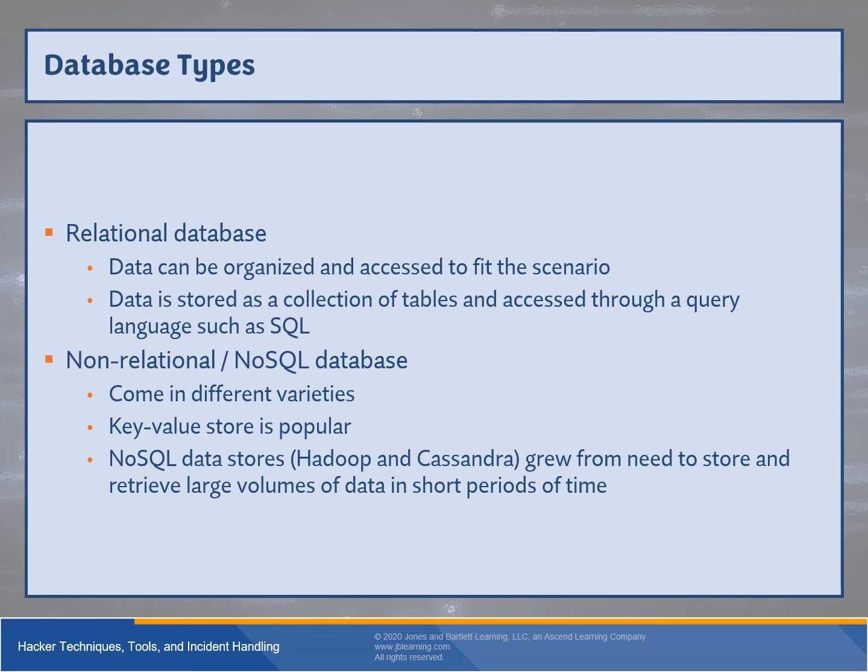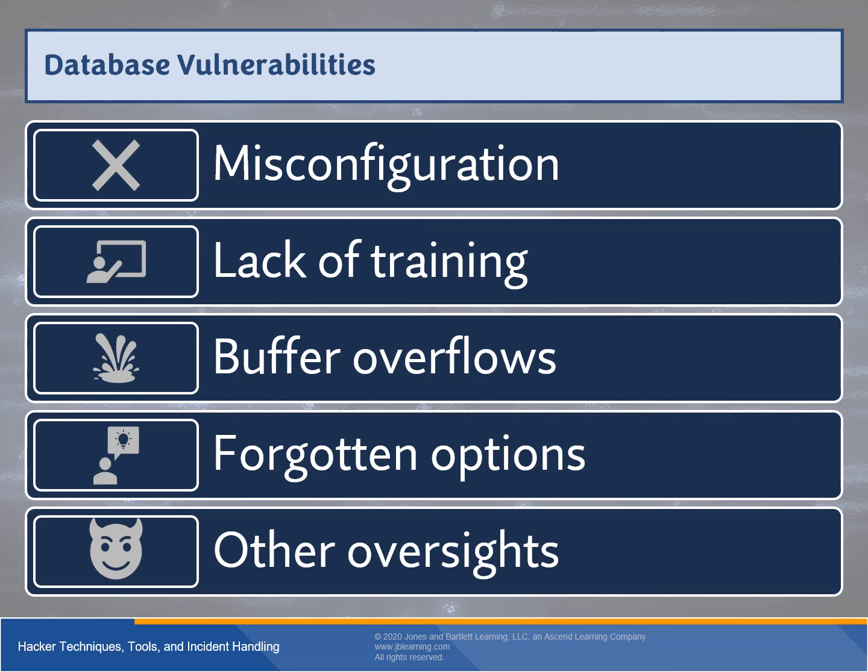Non-relational or NoSQL-based databases have a couple of different sub-varieties. Key value store is a very popular one. Data stores in this format, like Hadoop or Cassandra, grew from a need to store and retrieve large volumes of data in a short period of time. Being able to retrieve information from tables and filter it through the query system is computationally more intensive.